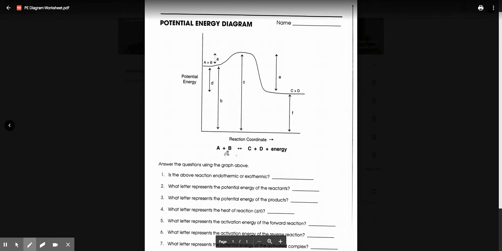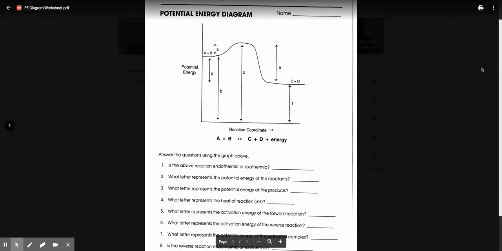Okay, so first things first, hopefully you've looked over the notes and maybe the videos, and recognize this is a potential energy diagram. Notice the graph starts here, it's a little bit of a flat line, it goes up to the peak and then it comes down, and then we have these different line segments. So the first question is, is the above reaction endothermic or exothermic?